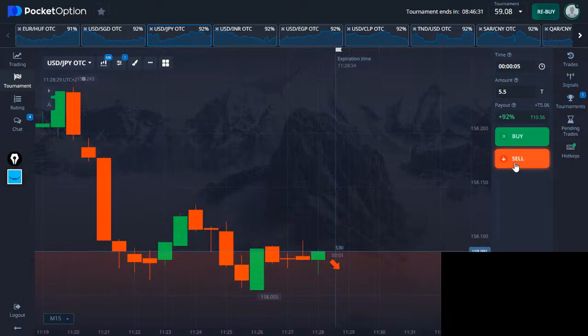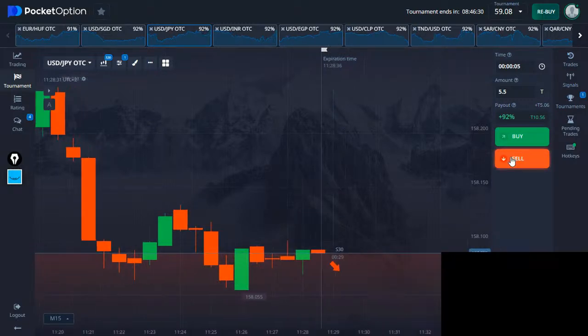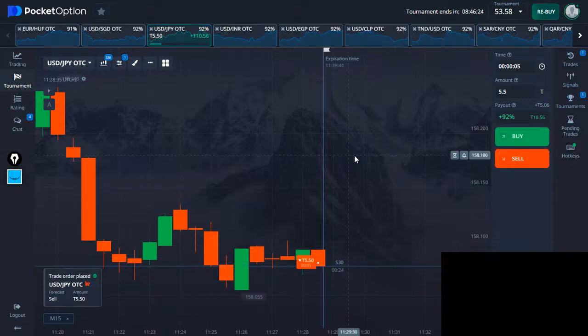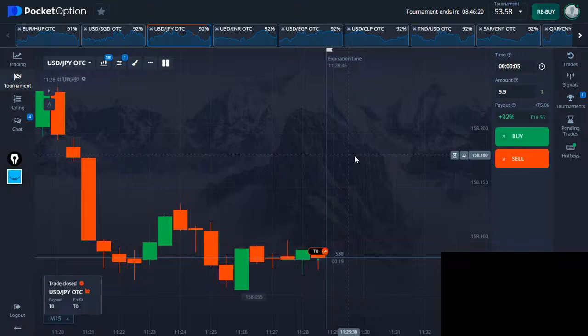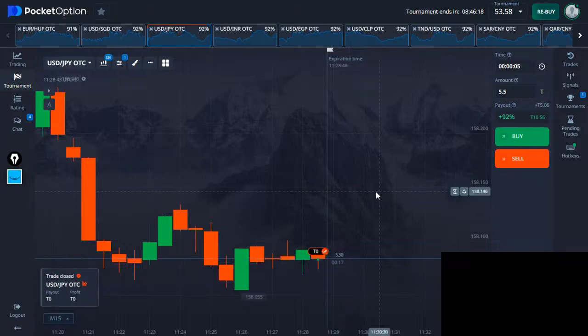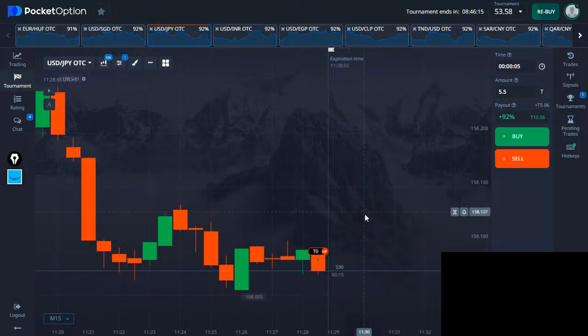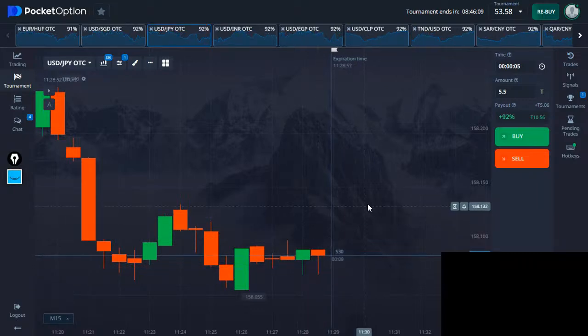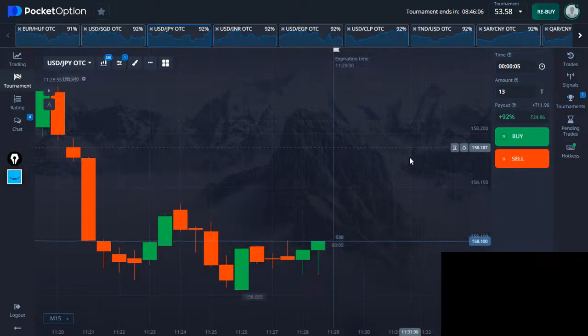Okay, we have red. 27, 26, 25. We go for a sell. There's a momentum in this bar. Come on. Let me see. 10 seconds would have been a win. 10 seconds would have been a win. So I'll increase to 13.